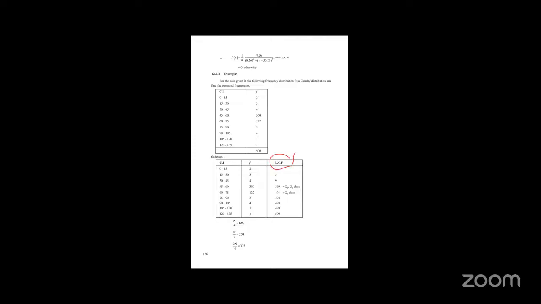How to do LCM? First, the first two, we will write 2 like that only. Next, we will add 2 plus this 3 equals 5. Then 5 plus 4, 9. Actually, let me explain it once again.